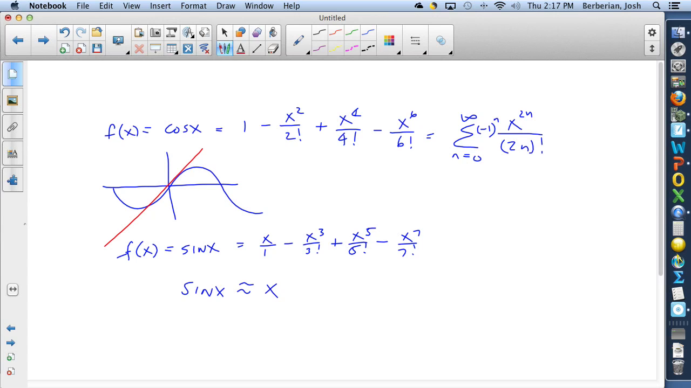0.02, right? You can sound super smart by doing those approximations in your head. Now, the further we get away from 0, the worse this approximation is. So if someone asks you for the sine of 1, do not say 1. Okay? The sine of 1 is not 1.